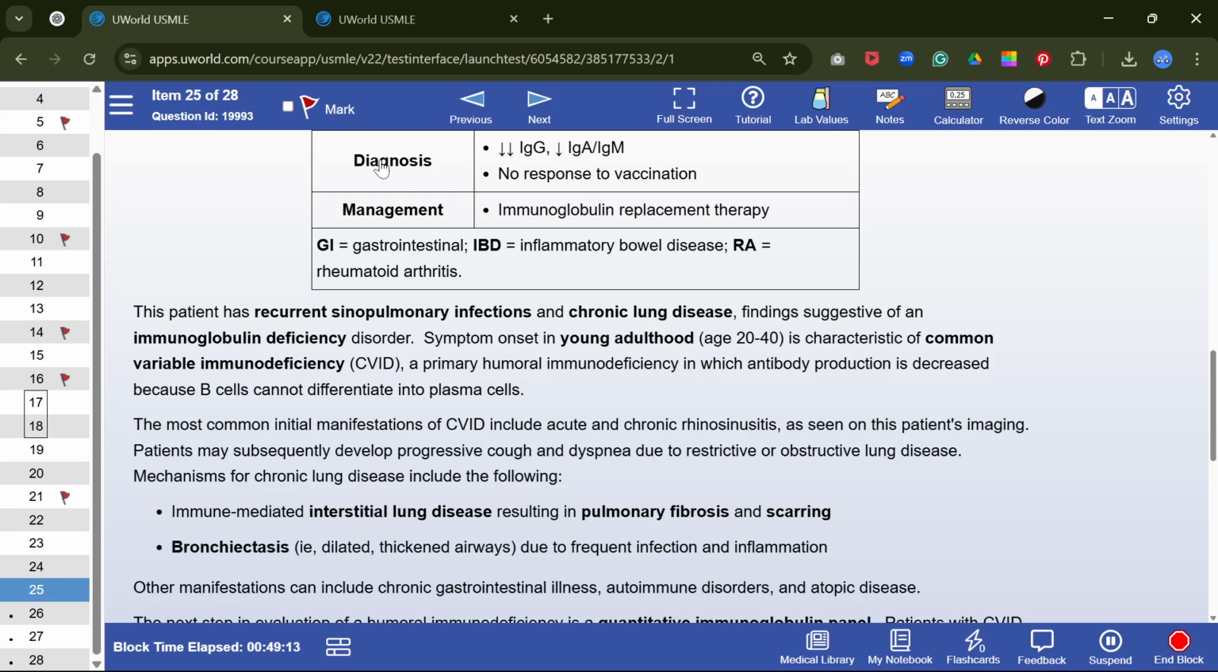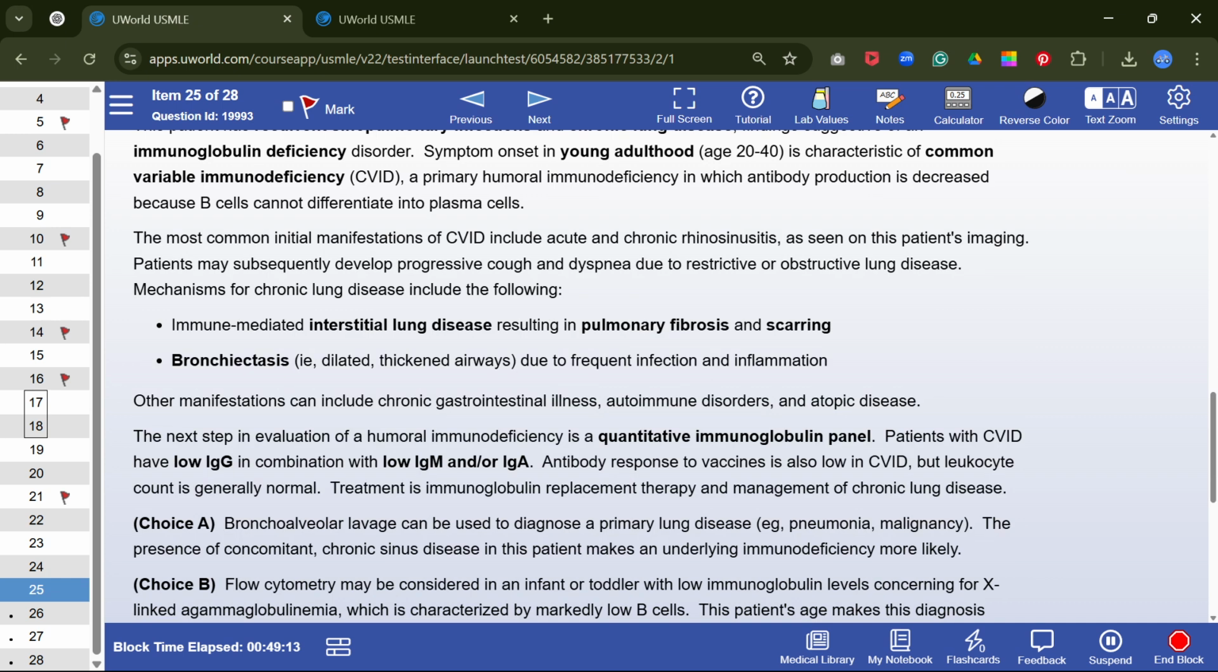The disease is a primary humoral immunodeficiency in which antibody production is decreased because B cells cannot differentiate into plasma cells. The most common initial manifestations of CVID include acute and chronic rhinosinusitis, as seen on this patient's imaging. Patients may subsequently develop progressive cough and dyspnea due to restrictive or obstructive lung disease. Mechanisms for chronic lung disease include immune-mediated ILD resulting in pulmonary fibrosis and scarring, and bronchiectasis, dilated thickened airways due to frequent infection and inflammation. Other manifestations can include chronic gastrointestinal, autoimmune disorders, and atopic disease.